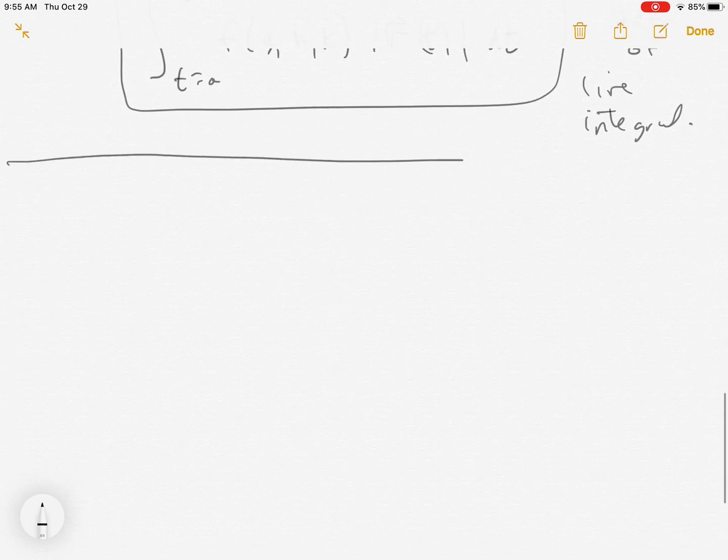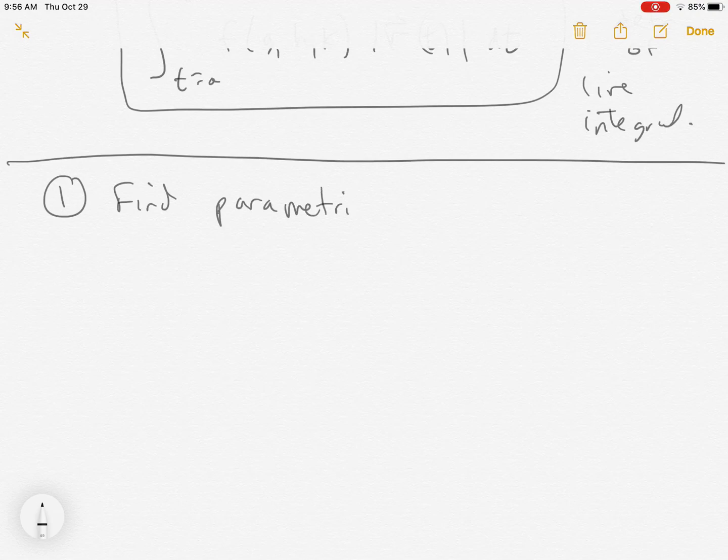So it's been a while since we've done some parametrizing curves. And so one of the hardest parts of this, because for each one of these problems, part 1 is to find a parametrization for C. And we'll fix this as we go along. Okay, remember if f is equal to 1, you just have the length of C, and that's all you're finding is the arc length. Okay, let's do an example here.